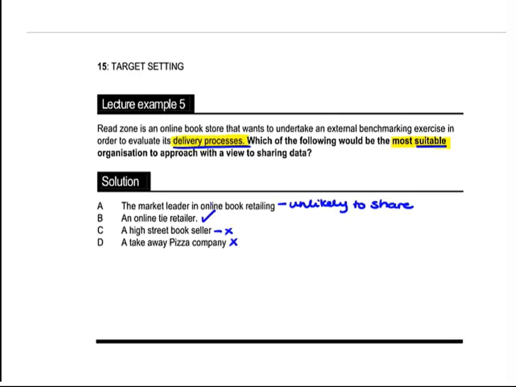So an online tie retailer is probably going to be the one that you might be able to share information with, because books and ties are not really in competition with one another, but similar in terms of size and perishability, and also in terms of distribution channels, so online distribution.